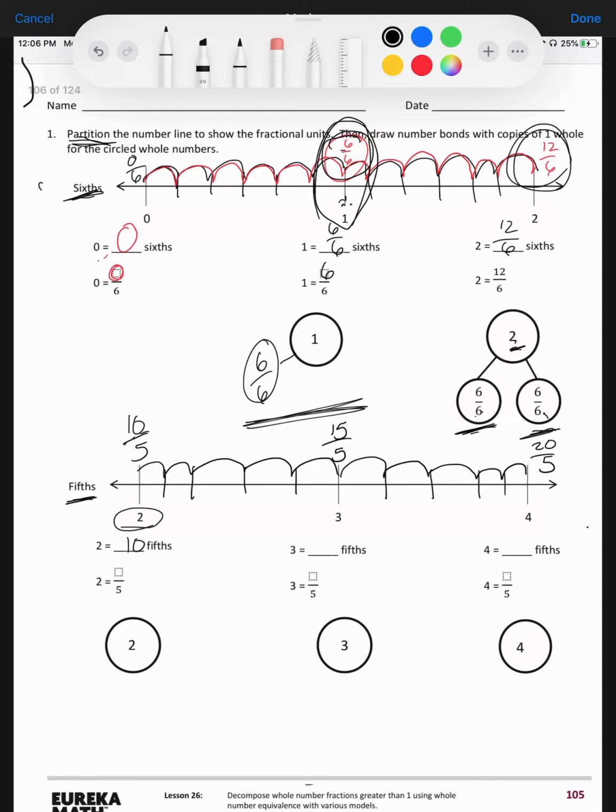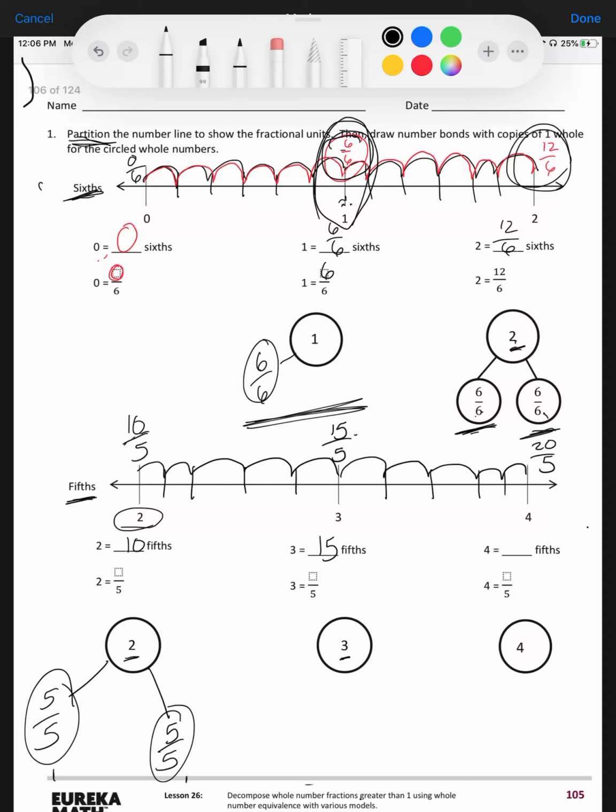So we need to partition this off into wholes. So one whole is 5/5 and 5/5. So this is one whole and this is one whole, and it equals 2. 1 plus 1 equals 2. Let's move on to 3. How many fifths are in 3? Well, 15.